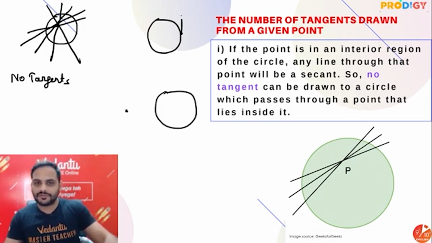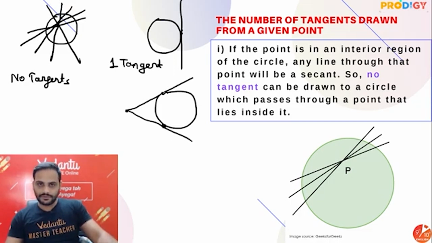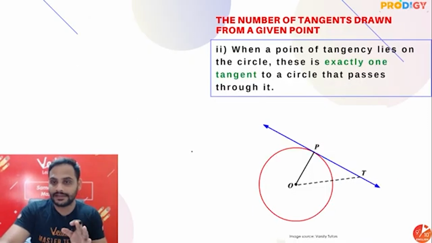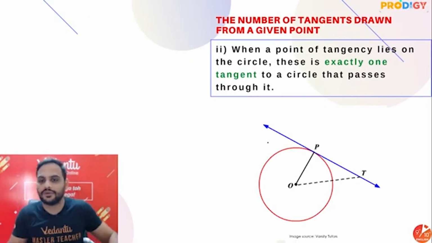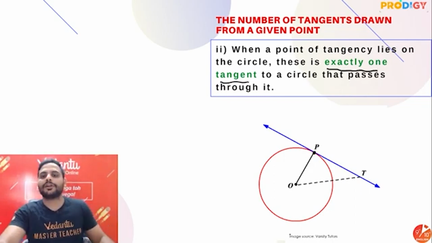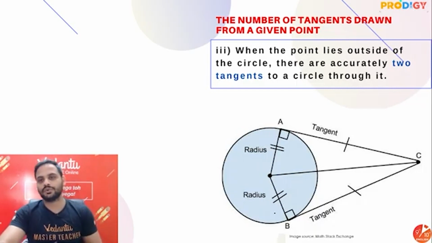If the point P is on the circle, you can see one tangent can be drawn. Number of tangents is one. And when the point P is outside the circle, we can draw two different tangents. Clear? So when the point is inside the circle, you cannot draw any tangent. When the point is exactly on the circle, only one tangent can be drawn. And when the point P is outside the circle, you can draw two tangents.